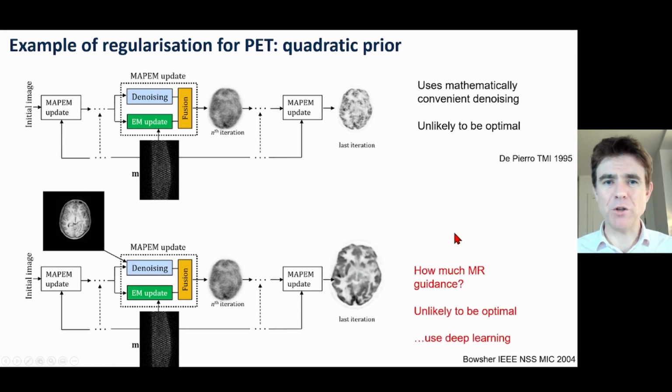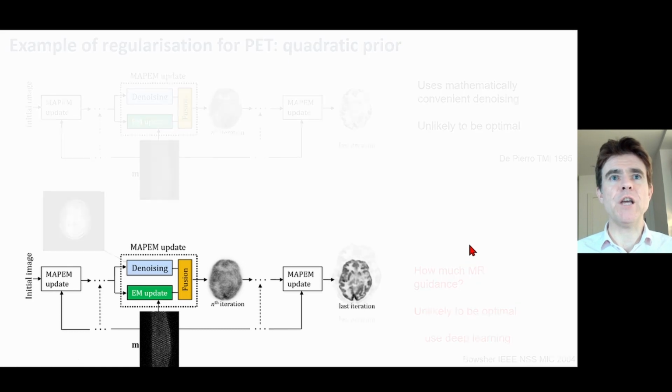But again, how much can we rely on that? It's unlikely to be optimal the way we do that smoothing. And we don't even know how much attention to pay to that MR information. And this is where deep learning can really help.